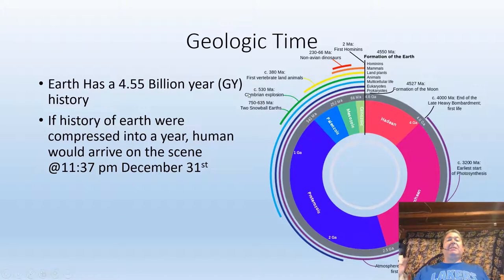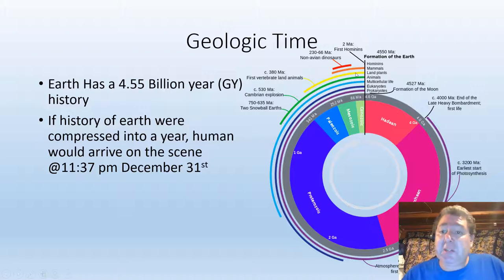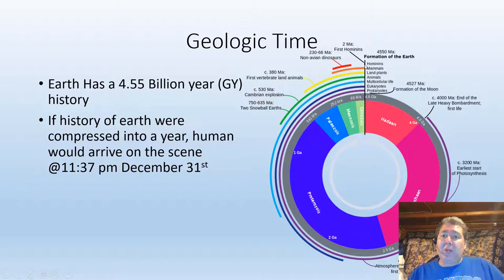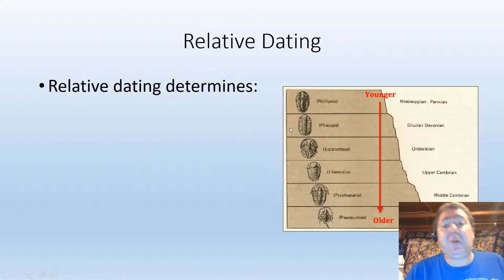If we compress the entire history of our planet into that time frame, humans would arrive on the scene at about 11:37 p.m. on December 31st, about 23 minutes before midnight, right? That's compared to an entire year. And this little dot right here is the whole duration of our hominin ancestors. So we're talking a vast, vast amount of time, right?